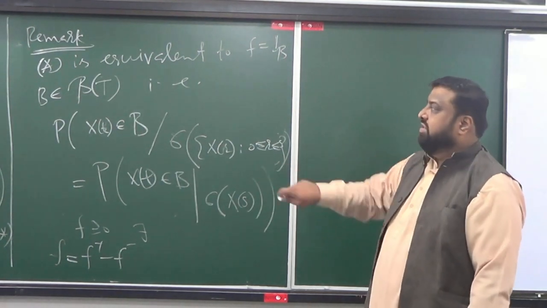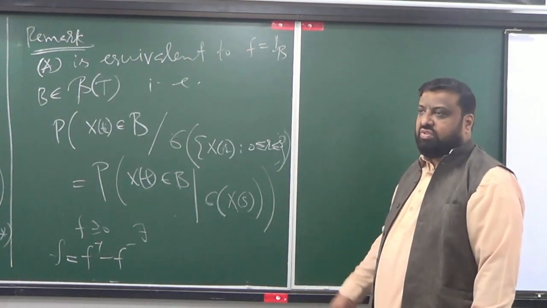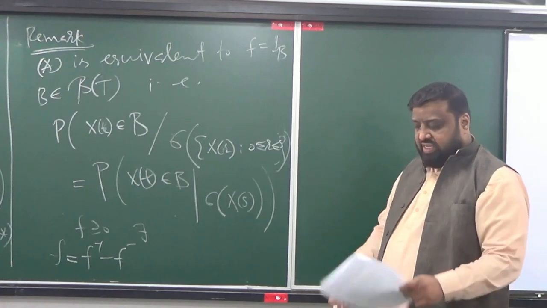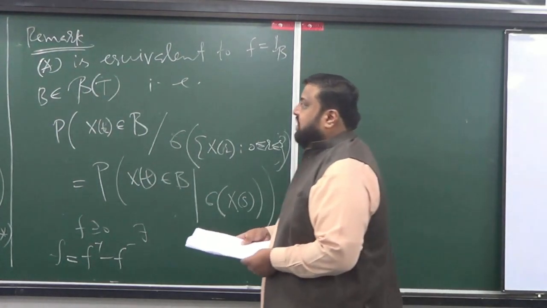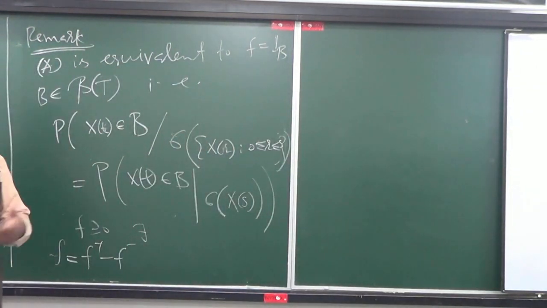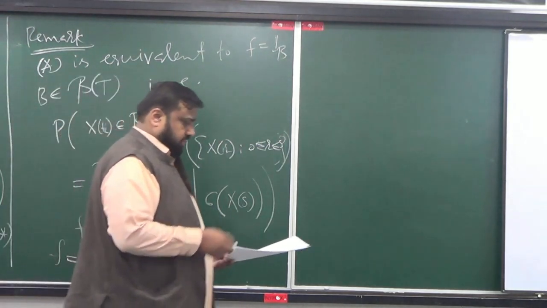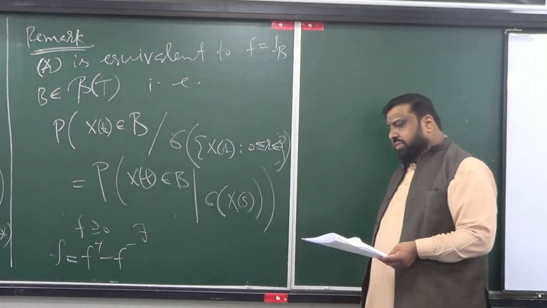Therefore, I'm defining it for continuous time first. But if you have discrete time, yes, you will have some state space like that. Okay. So I'll prove a generic result, which is not only true for Brownian motion, but any process.